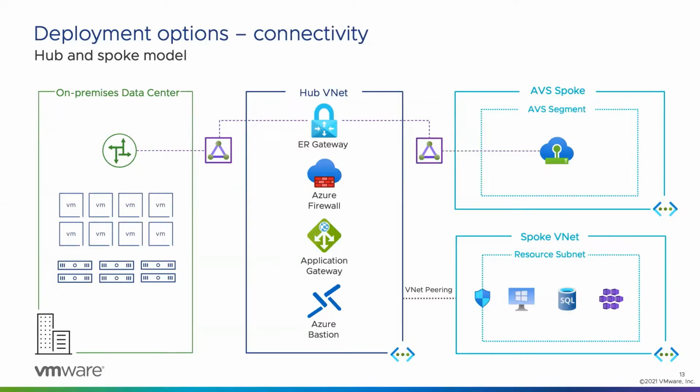Similar concepts apply if you're following the enterprise landing zone multi-subscription approach. You'd have a child subscription containing AVS and connect that to a gateway in the connectivity subscription.